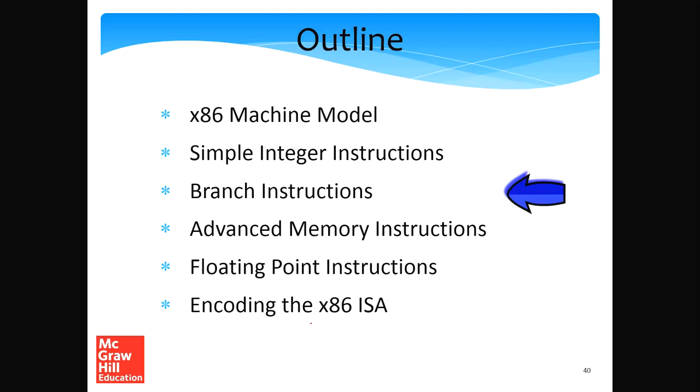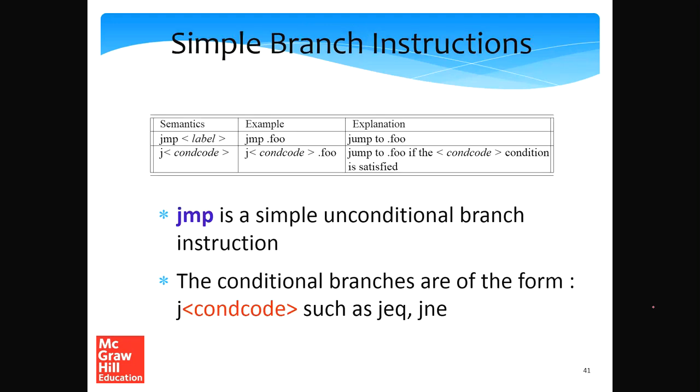Alright, so now we have taken a look at the machine model of x86 simple integer instructions. Now we will proceed and take a look at branch instructions. The first thing that we need to note about x86's branch instructions is that branches are actually called jumps. Anyway, there is nothing in a name. As Shakespeare says, call a rose a chrysanthemum, a rose will remain a rose, a branch will remain a branch.